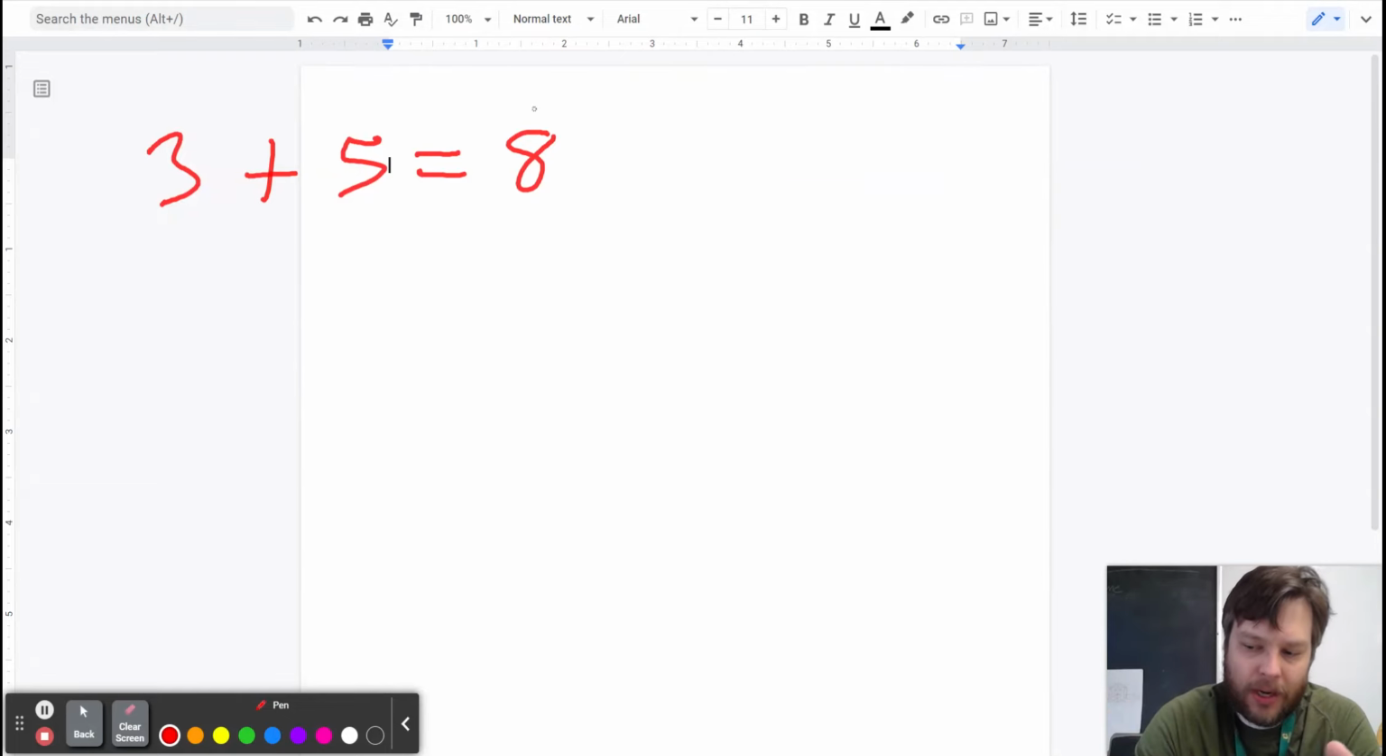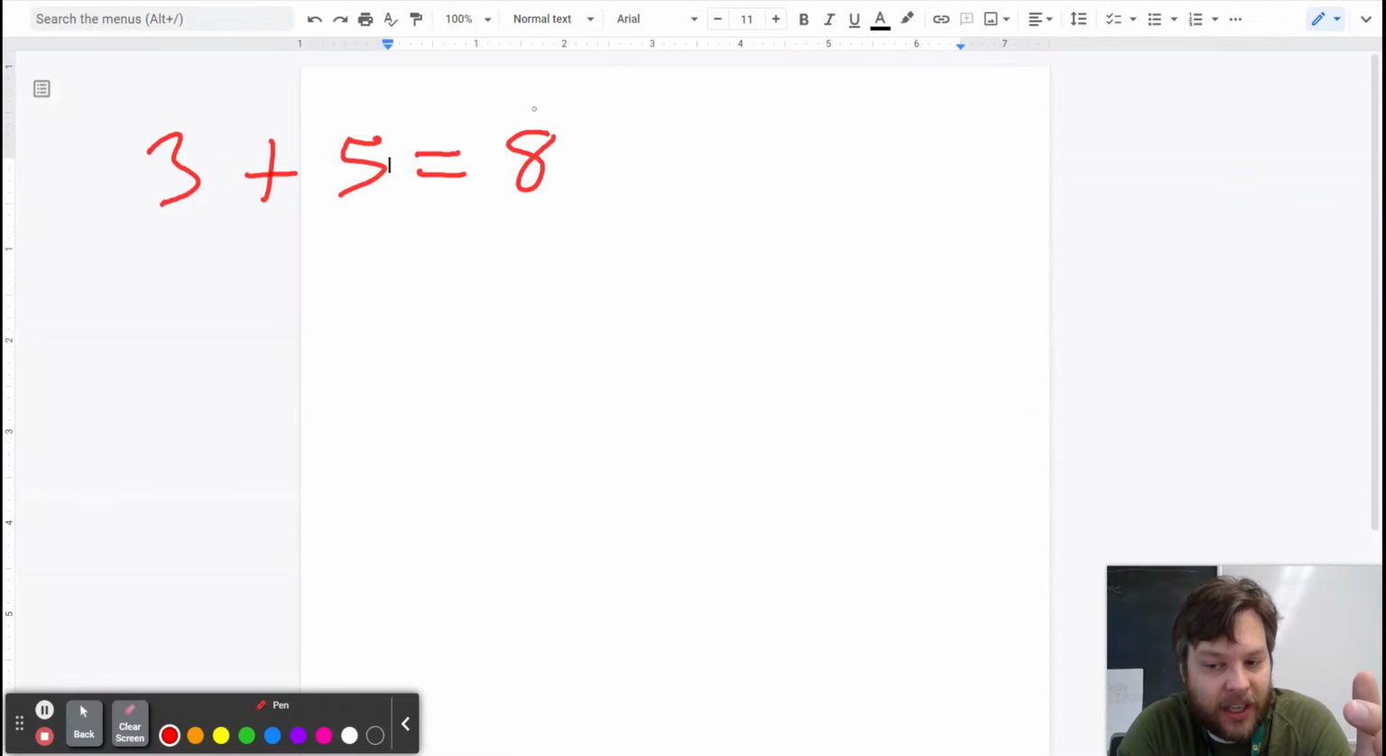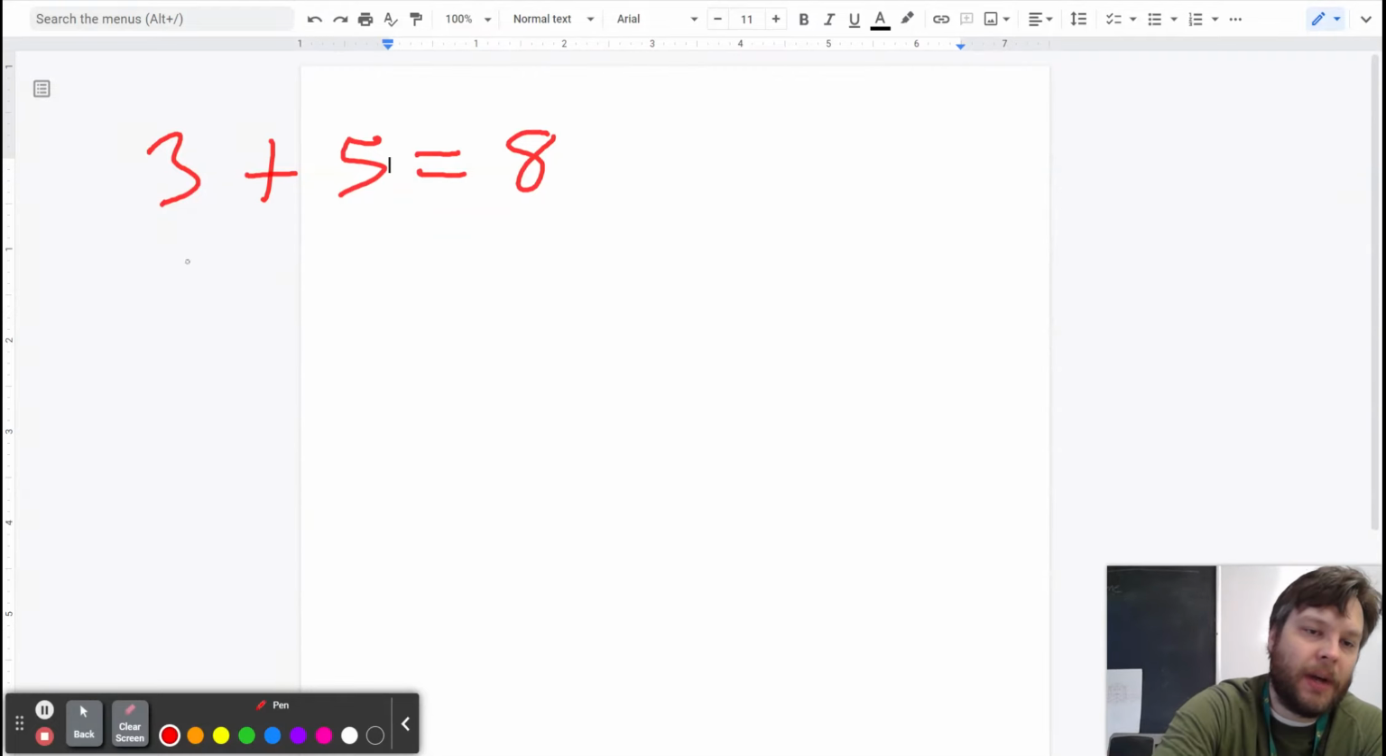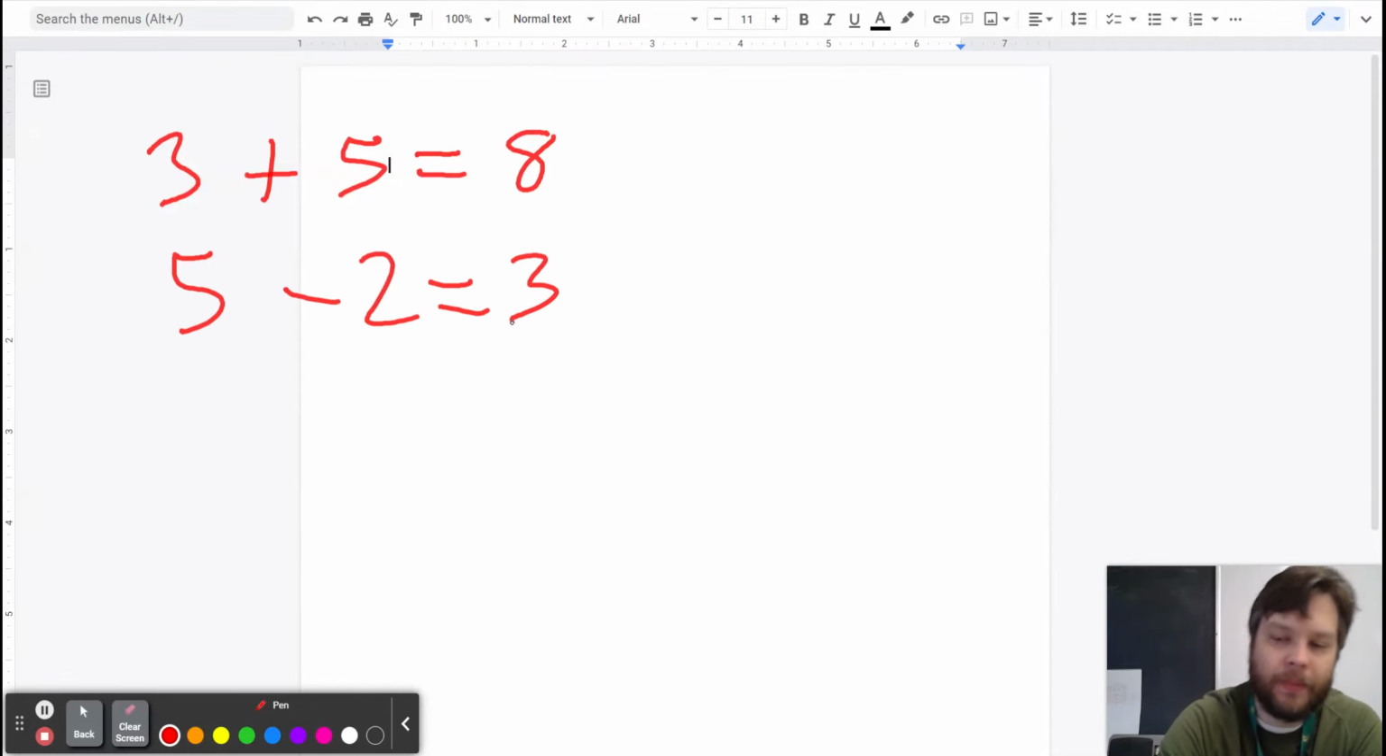From that sort of question, though, there comes a natural question, which is of taking away. And this is something that my toddler is actually working on right now. She's like, if she's got 5 stuffed animals in bed and she needs to take away 2 stuffed animals, how many are left over? We could model that with 5 minus 2 equals 3.